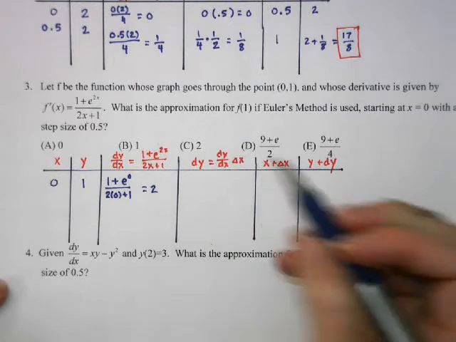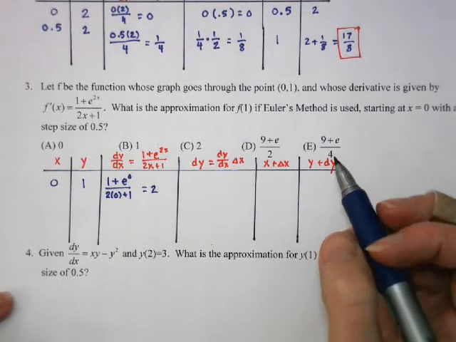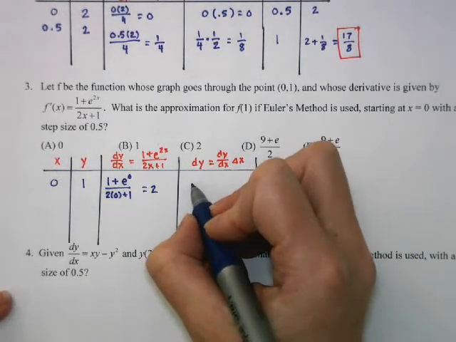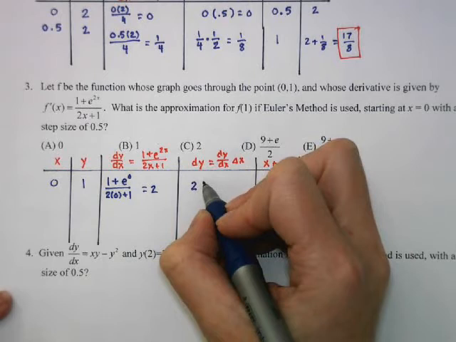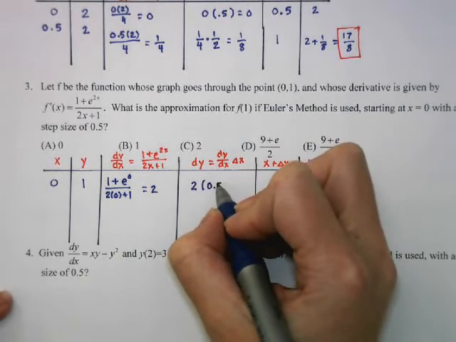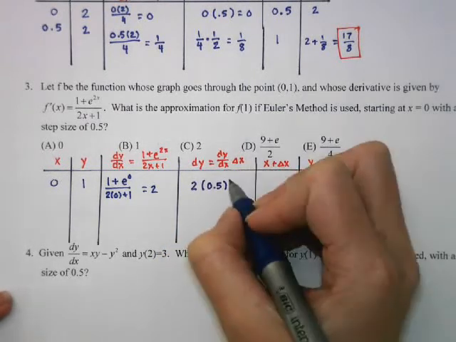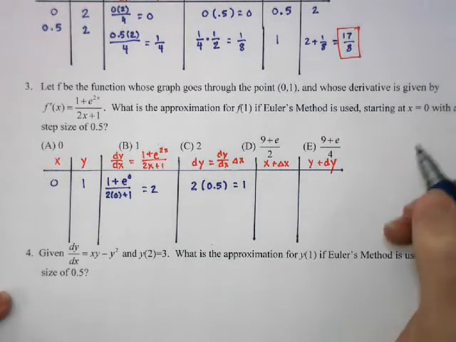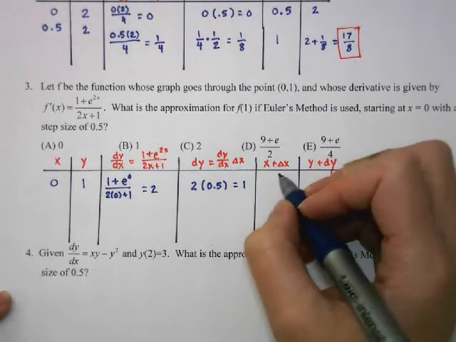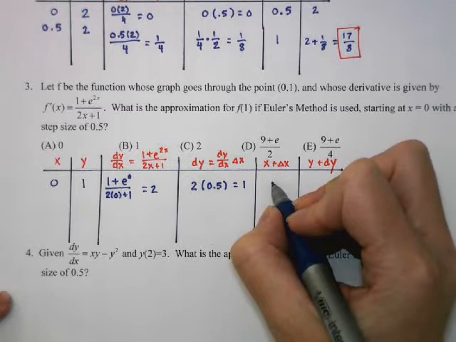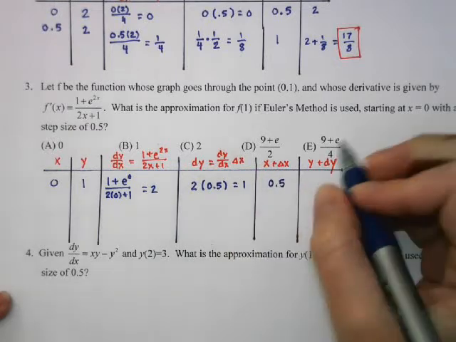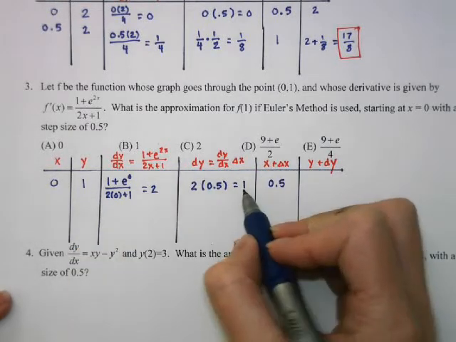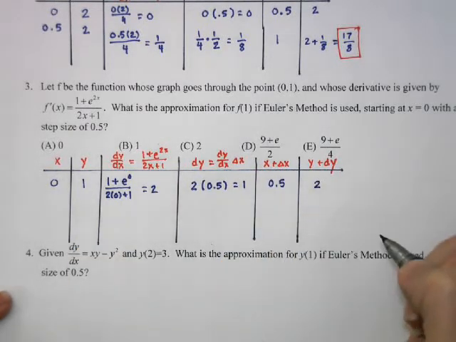Okay, but we're not going up 1 and over 2 because we're only going over a half. So my change in y is really going to be that 2 times the 0.5. So since we have a slope of 2, if I go over 1/2, we'll go up 1. So my new x is going to be 0.5. My new y is going to be 1 plus 1, which is going to be 2.